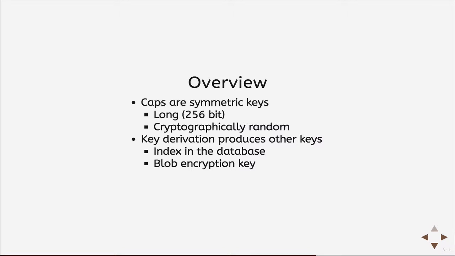Key derivation produces other keys which are used internally by IceCap, which is the index into the database and the blob encryption key. It should become apparent in just a sec, when I explain the larger overview of how these bits fit together, what exactly those things are and why it's important that they're derived from other keys.